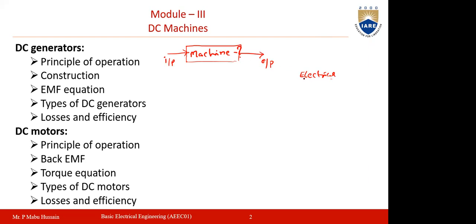Now if this electrical energy is at the input, so electrical energy is given as input and you are getting output as mechanical energy, in such a case the machine is called a motor. If the machine takes electrical input and gives mechanical output, that particular machine you can call a motor.